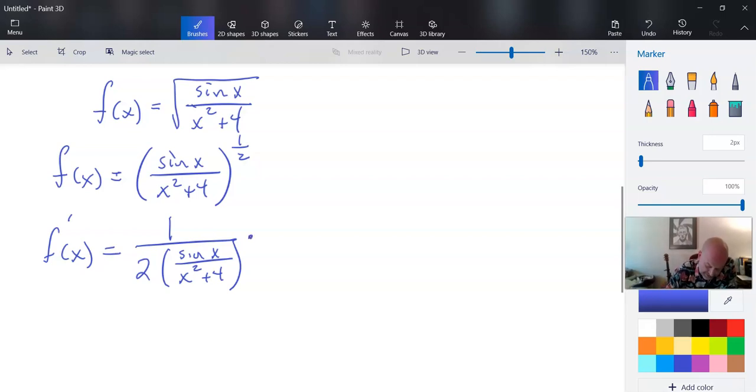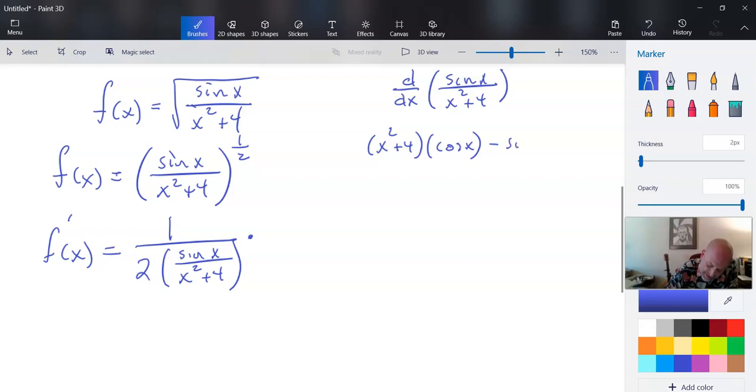Now we need the derivative of the inside piece, and that's this sine x over x squared plus 4. So I'm going to step to the side and do that one. Or x squared plus 4. I think I forgot to say the square. Okay, and that's a quotient rule. So all we have to do is take derivatives of tops and bottoms and follow the rules, basically. So it'd be low d high, derivative of sine is cosine, minus high d low, and that would be 2x, over the square of what's below.